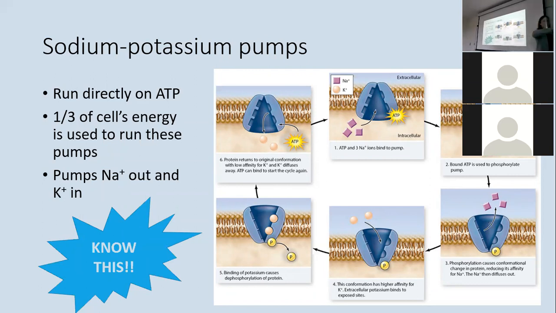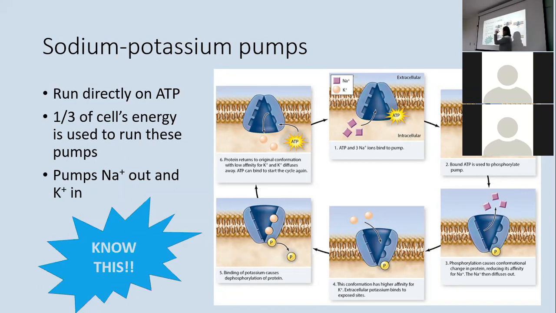When those bind, the ATP phosphorylates the pump. We'll get into the details of what ATP has going on later. But ATP does what ATP does and powers up the pump to open to the outside, right? When it opens to the outside, it releases the sodium. Now that it's changed shape and it's open to the outside, it has space for potassium to bind.